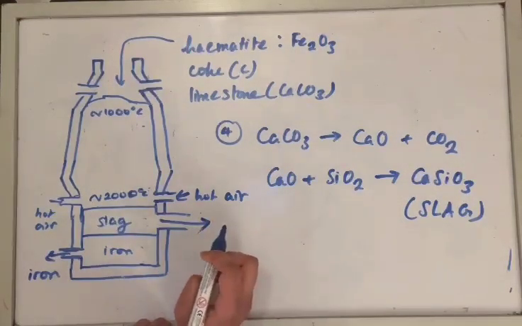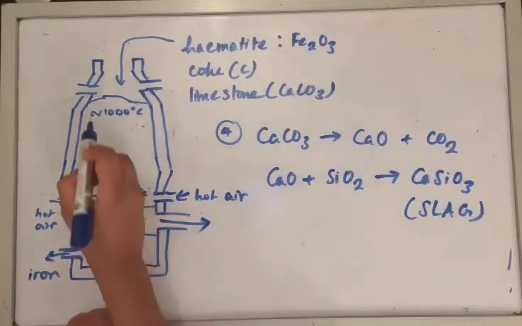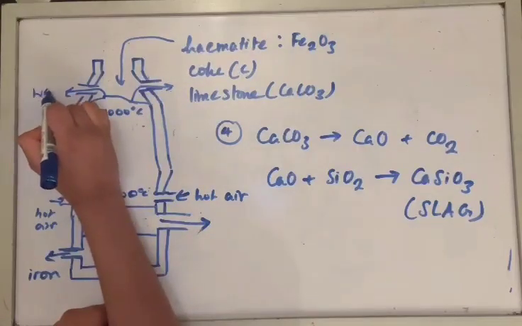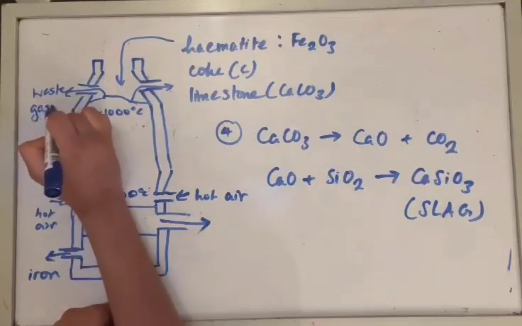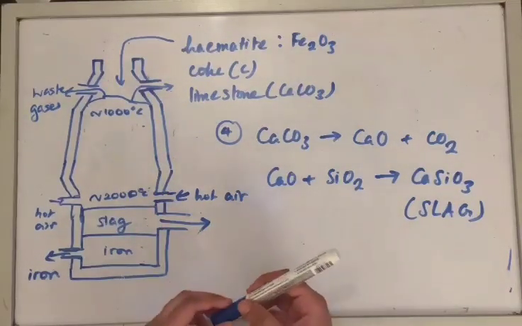removed. Now, because waste gases are produced in this process, they'll be removed from these 2 vents, so those will be the waste gases. And the same for that arrow as well. And that basically describes the blast furnace process.